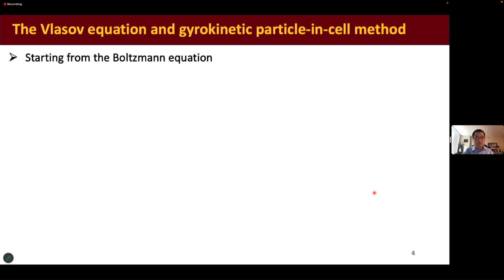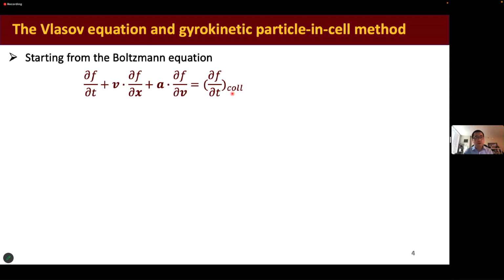First, the governing equation for the particle-in-cell method is the Vlasov equation. This starts from the Boltzmann equation. Some may not know, the Boltzmann equation describes the evolution of the particle velocity distribution function over 6D phase space, as a function of space and velocity. The right-hand side is the collision term, which describes how the charged species interact with each other during collision.